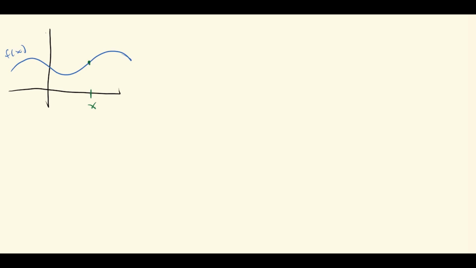the same slope as the instantaneous slope of the function at this point. So the tangent line is just going to touch this point like this, and it's going to have the same slope as the instantaneous slope at this point of the function. So this is the tangent line.